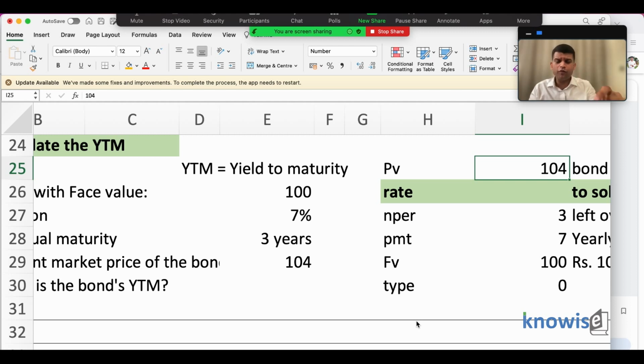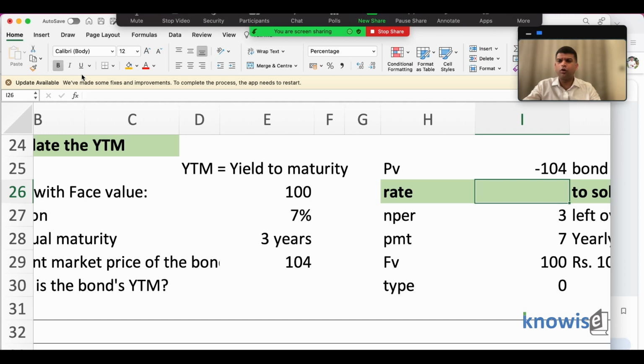This is the information we have taken down, and then you just apply the rate function. Now, even before applying the rate function, do you think we have made any error here? Look at it closely. You remember we had discussed the present value of a bond always has to be negative. Why negative? Because you are investing money in this bond. If you are buying this bond, the money is going out of your bank account. That's why it has to be negative. So don't forget to put the negative symbol. Rest all seems correct, right?